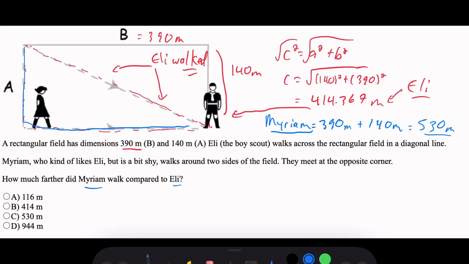Well, we could simply take the difference between the total distance that Miriam walks, which is 530 meters, subtracted by the distance that Eli walks, which is 414.367 meters. And the difference between the two is roughly about 160 meters. So that would give us the answer A, which is closest to what we got over here.